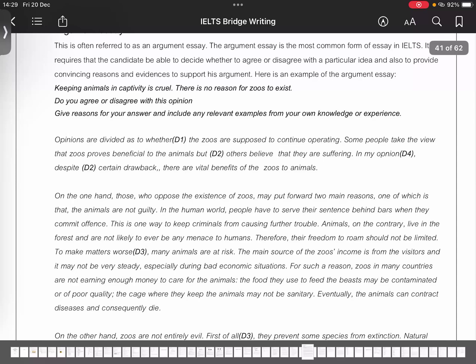So clearly, this person does not agree with the given statement. Right. Okay.